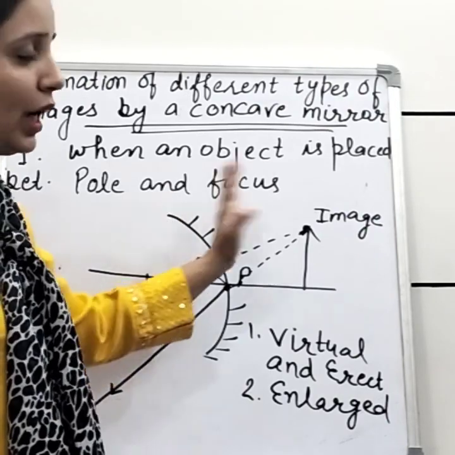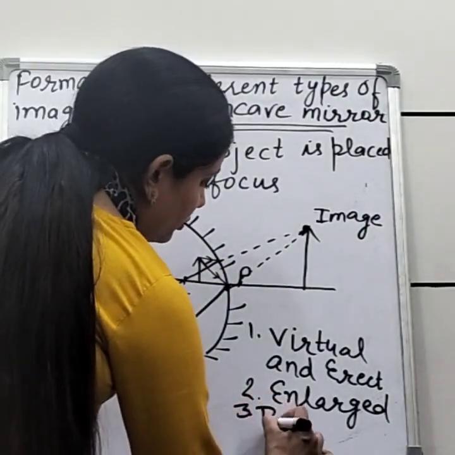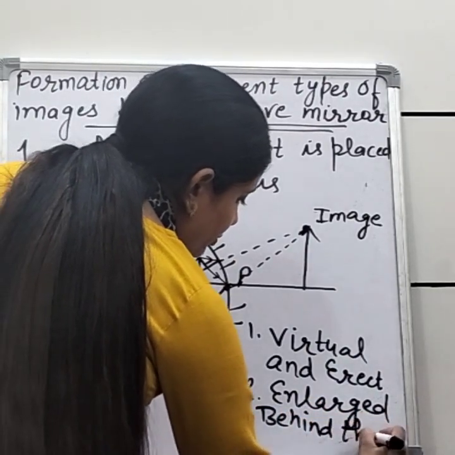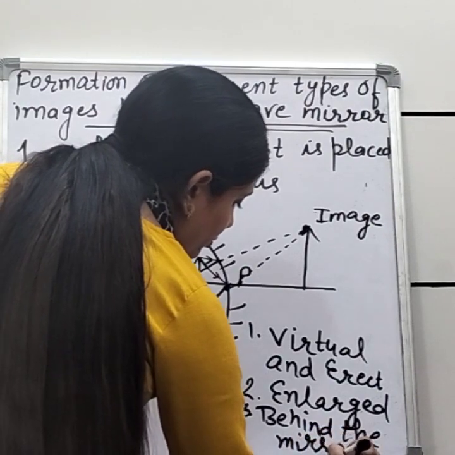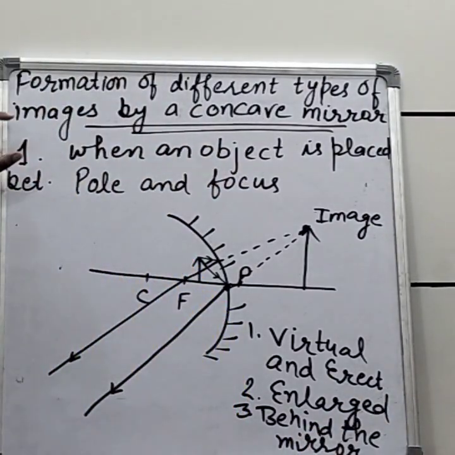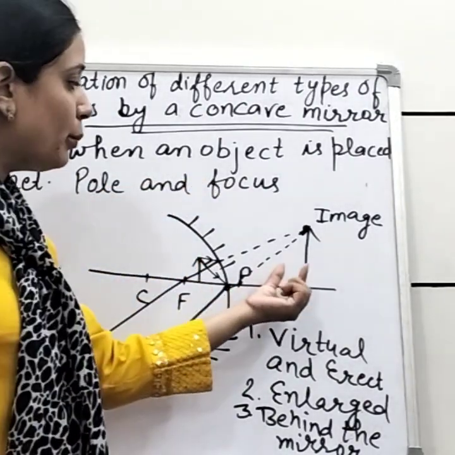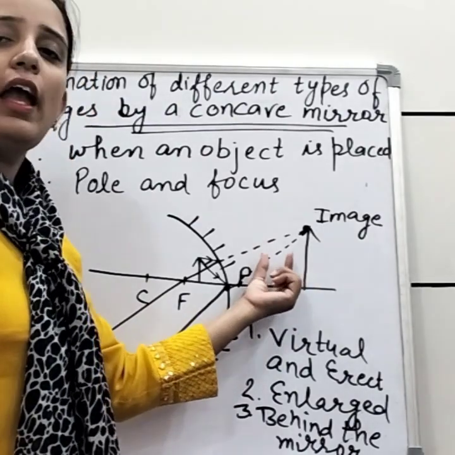And third, it will be behind the mirror. So when the object is placed between pole and focus point, the image formed is behind the mirror, virtual, erect and enlarged.